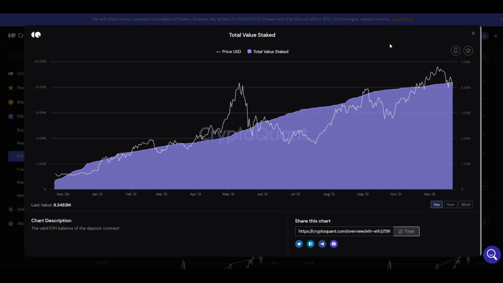The network itself is miserable to use. The fees are too high. I get errors and failed transactions all the time, but the chart is a chart, and you can't ignore that. So that's all for this one.